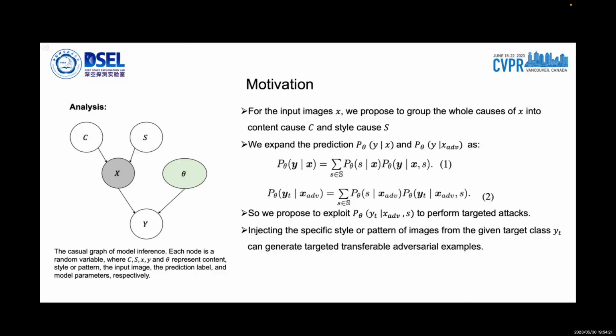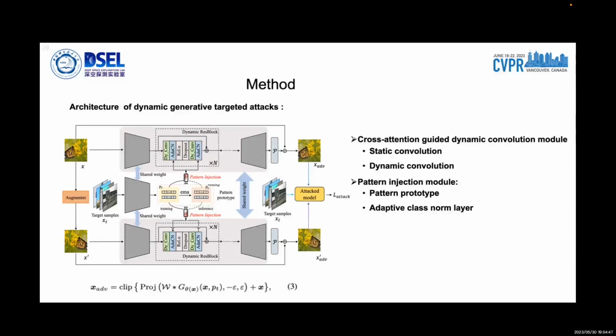As shown in the figure, inspired by the analysis, we first propose to exploit the statistical correlation between the target label and the style cause to craft adversarial examples. Therefore, we state that injecting the specific style or pattern of images from the given target class can generate targeted transferable adversarial examples. To this end, we propose a generative model to craft targeted adversarial examples by injecting the pattern of the target class, which includes a novel cross-attention guided dynamic convolution and a pattern injection module, as shown in the figure.